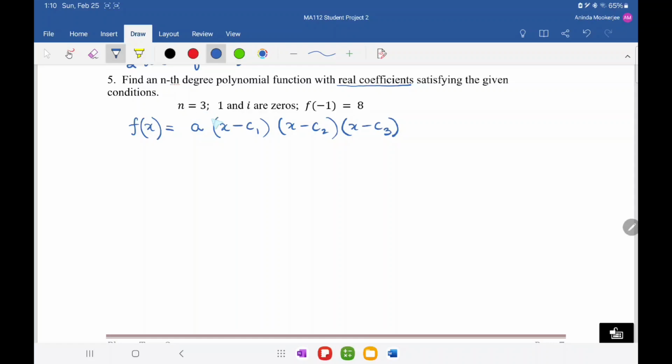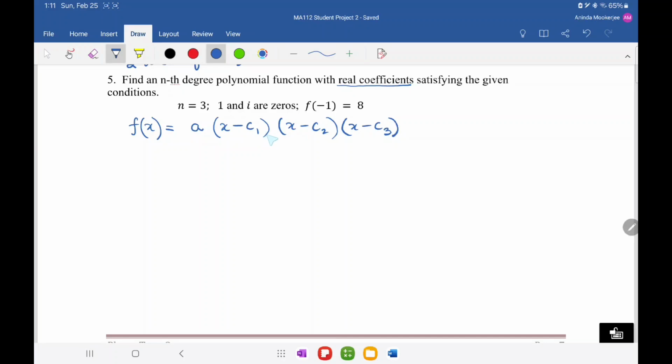If you recall, we learned previously that the number of linear factors that the polynomial function will have is going to be equal to the degree of the function. So in this case, n equals 3, so we have 3 linear factors here. Now we are going to fill in the values for c sub 1, c sub 2, and c sub 3. A we have to keep till later to solve for and come up with a value for it.